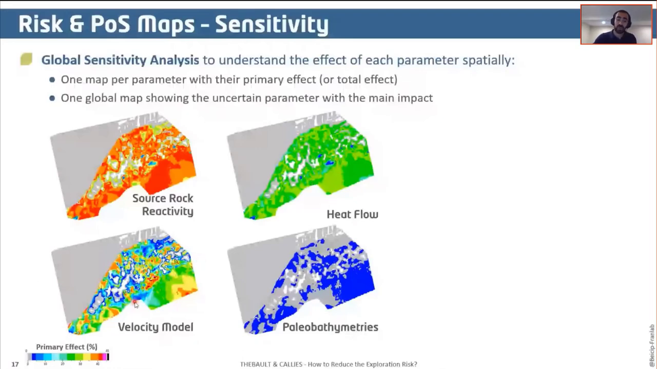Then we have here the velocity model behavior, and we see that the impact varies more laterally, and that it's actually where we are deeper in the model that it has the strongest impact. And here the paleobathymetries have almost no impact on the source rock maturity.